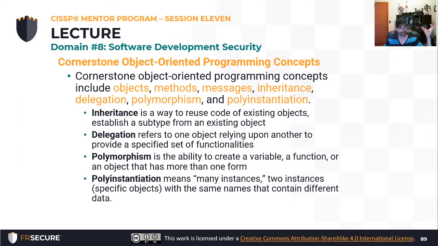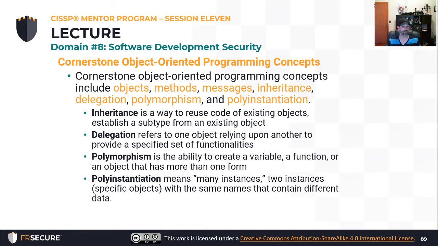Objects are things. Methods are things that objects can do. Messages are how those objects communicate. Inheritance is the idea that just like I've inherited something from my parent, an object can have a parent and child relationship and inherit something from that. It's a way to reuse code.